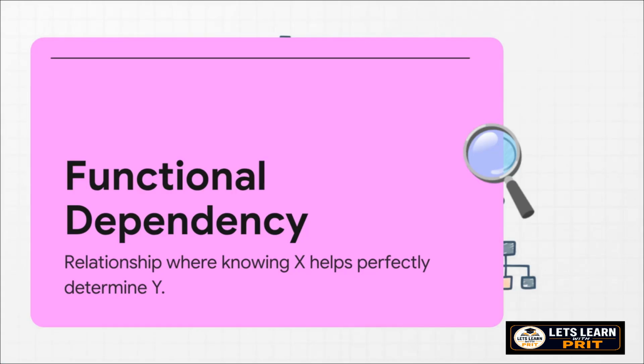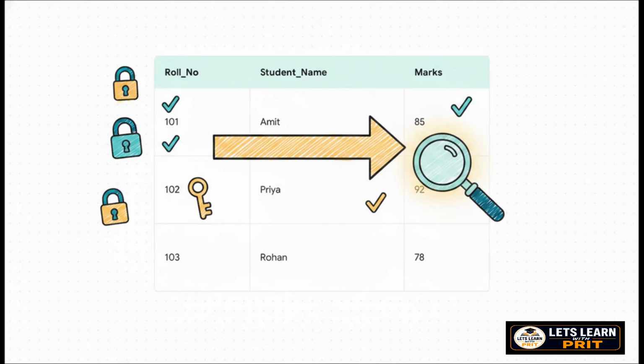Okay, so what is it? It's a relationship where knowing one specific piece of data, let's just call it X, helps you perfectly determine another piece of data, which we'll call Y. Simple language में सोचें. If I know X, can I accurately find Y? The answer yes है, तो इसका मतलब Y depends functionally on X. X is deciding Y.